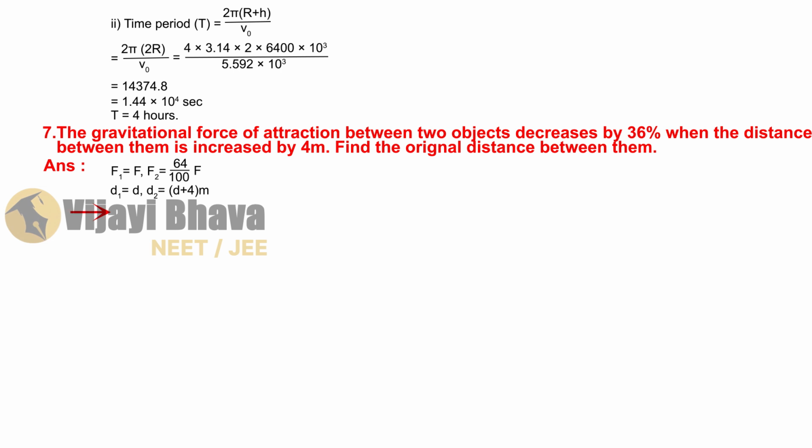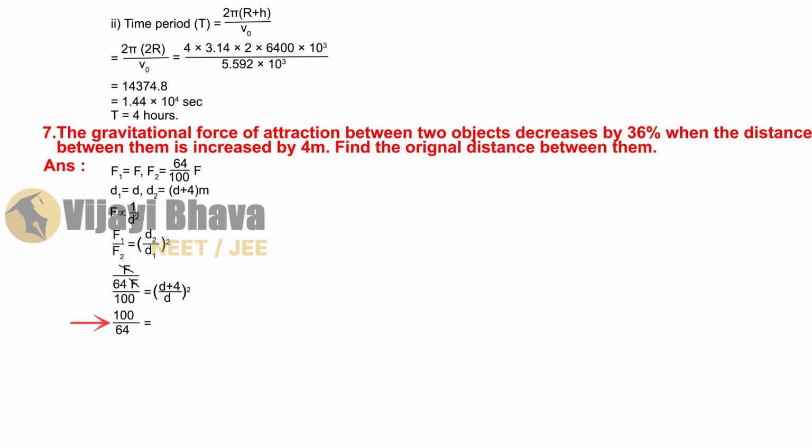We know that force and distance are inversely proportional from Newton's universal gravitational law. So we can write F1 by F2 is equal to d2 square by d1 square. F by 64 F by 100 is d plus 4 by d whole square. Here this F and F get cancelled. 100 goes to the numerator. Thus on LHS it becomes 100 by 64. Moving on to the other side.